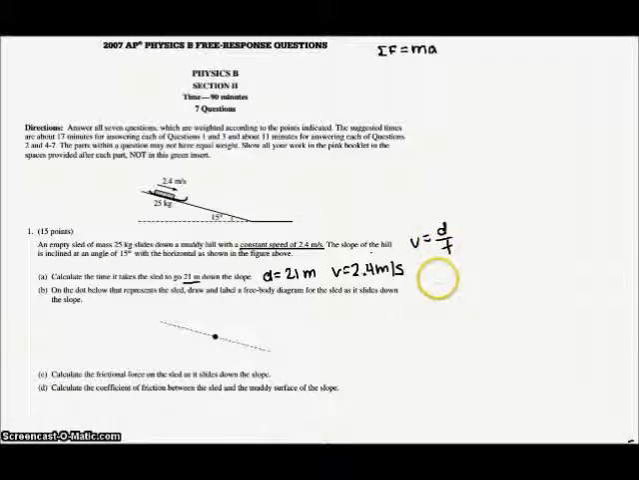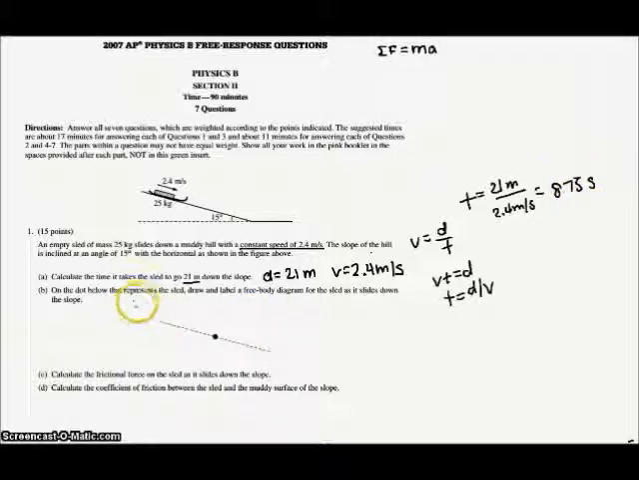And then let's solve this to figure out time. So vt equals d, and so t would equal d over v. And if we plug that in, t equals 21 meters over 2.4 meters per second, we should get 8.75 seconds.